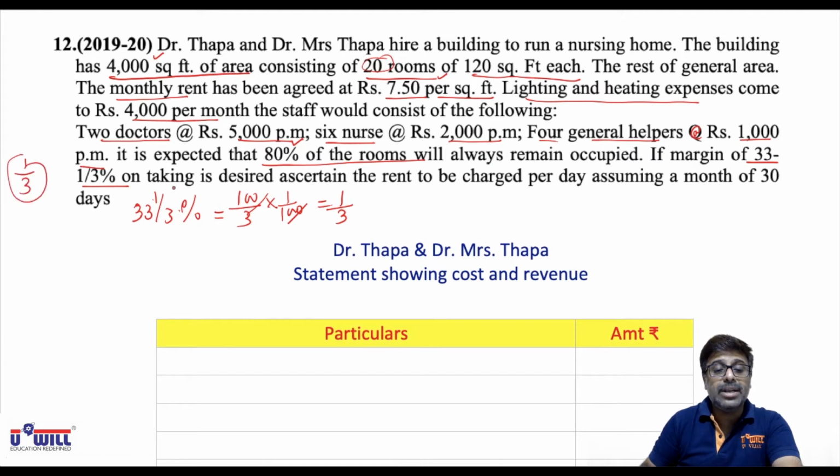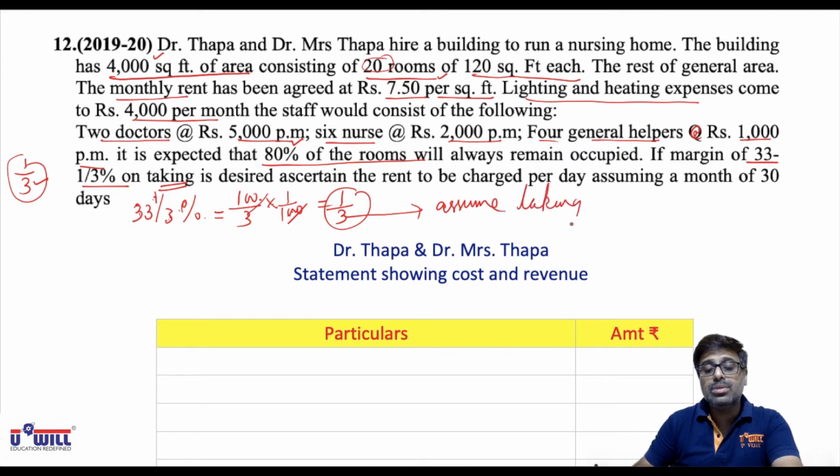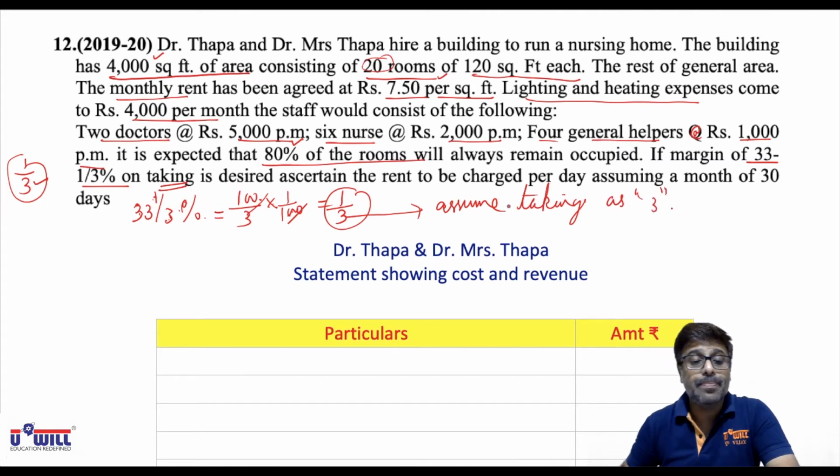So again we'll assume the takings as 3. I repeat, 33 1/3 percent: 33 into 3, 99, plus 1, 100, divided by 3, it's a mixed fraction. Percent means per 100, so into 1 by 100. The 100 gets cancelled. So when they say 33 1/3 percent, it simply means 1/3. 1/3 means again we will assume the takings as 3, which is the denominator. So same as the previous question, we'll assume the takings again as 3.